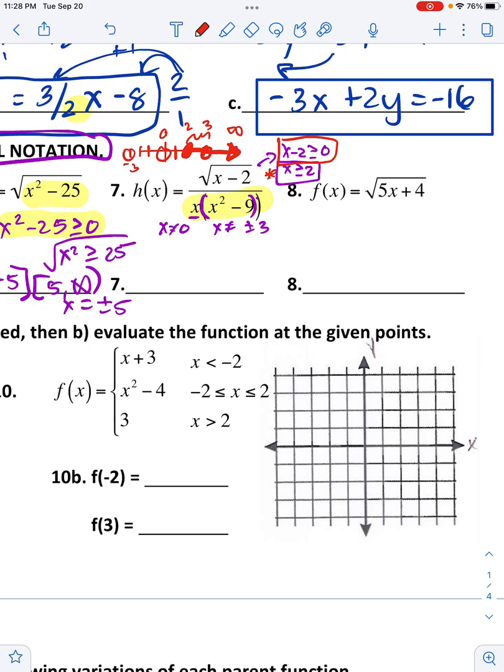So I would write that as starting at 2, and that's a solid dot, going until 3, but since x can't be 3, I have to keep that open. Then I pick up on the other side of 3, and I go on to infinity.